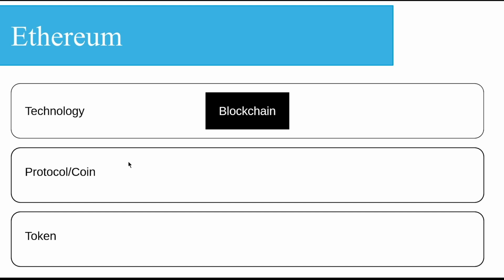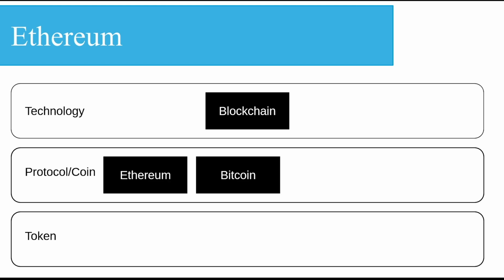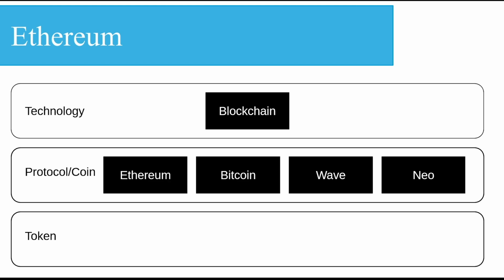So what are these protocols? These protocols are Ethereum, Bitcoin, Waves, Neo. And with these protocols, we have coins associated with them. Like for Ethereum, we have Ether. For Bitcoin, we have Bitcoin. For Waves, we have Waves. And for Neo, we have Neo, right?